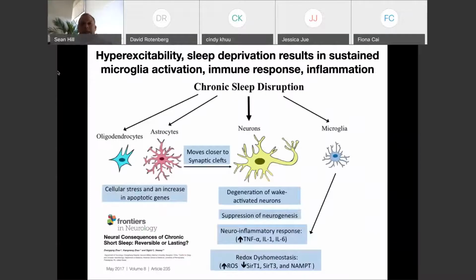And if this is sustained, if you've got chronic sleep disruption, or if this homeostatic process locally is disrupted for a long time, one of the things that you start to see is that the hyperexcitability created by this local sleep deprivation can result in sustained microglia activation. And that's where there's an inflammatory response, and they can start to eat a lot of synapses. And that may further impact and disrupt connectivity. And of course, it's part of an immune response and inflammation, which can lead to further neurodegeneration.